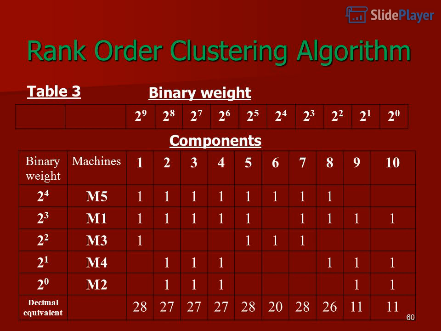Table 3. Binary weight 2^9 down to 2^0. Components 1 through 10. Machines ordered by binary weight: 2^4 M5, 2^3 M1, 2^2 M3, 2^1 M4, 2^0 M2. Decimal equivalent.